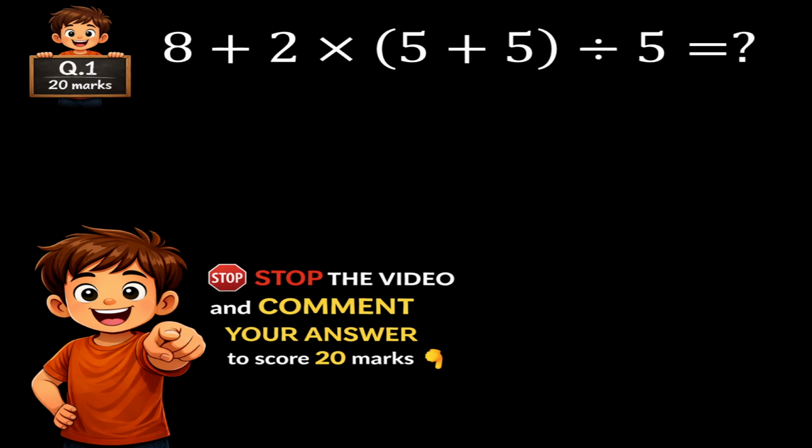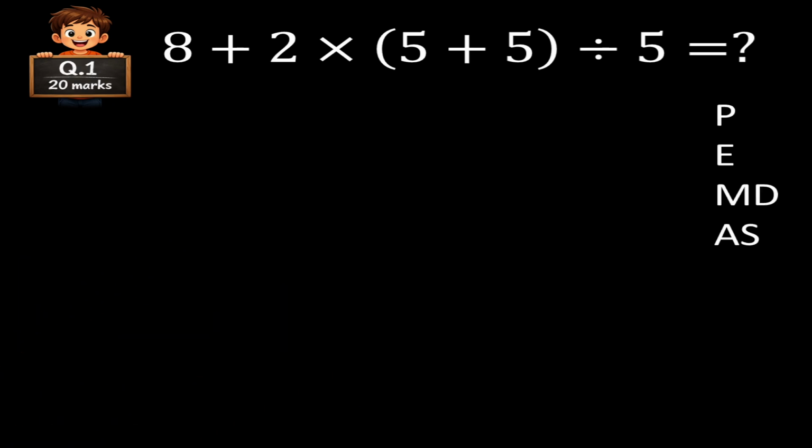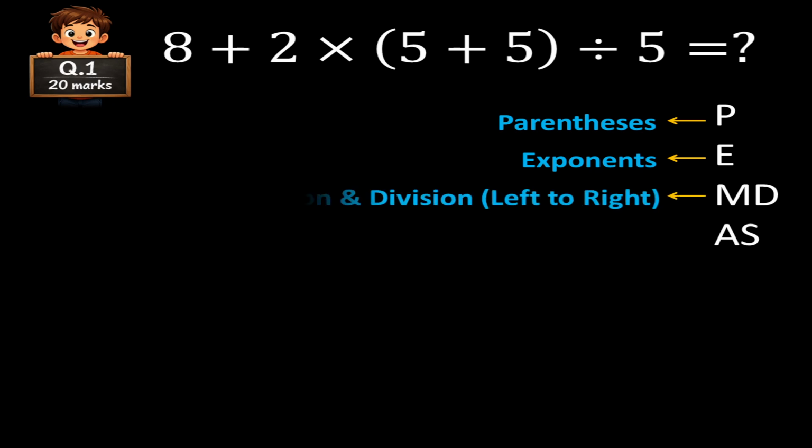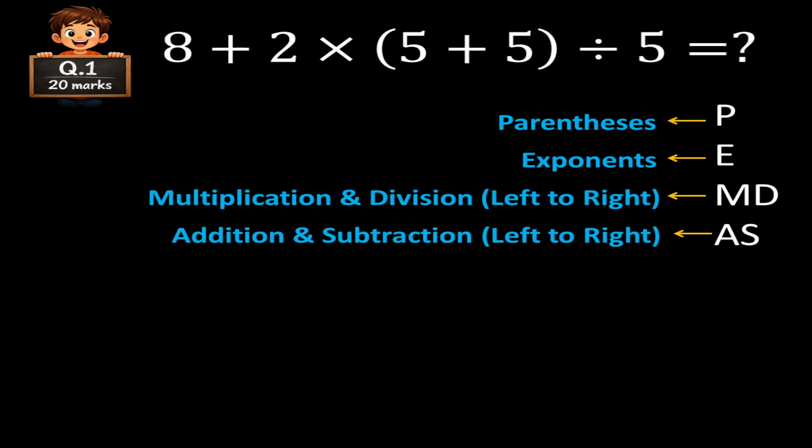Okay, now let's solve this question correctly by using the PEMDAS rule. So according to PEMDAS, first priority is parentheses, then second priority is exponents, then third priority is multiplication and division, then fourth and last priority is addition and subtraction. Multiplication and division both have equal priority, so we have to solve them from left to right. Addition and subtraction also have equal priority, so we have to solve them from left to right.